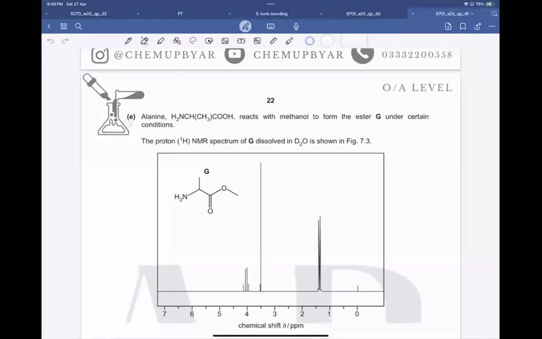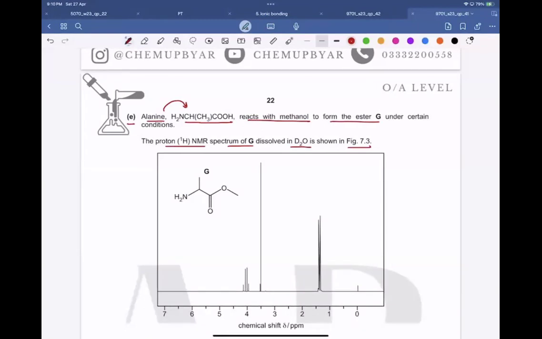So let's start with part E of question number 7. Alanine. We have the structural formula of alanine, which reacts with methanol to form ester G under certain conditions. The proton (hydrogen) NMR spectrum of G, dissolved in D2O, is shown in figure 7.3.